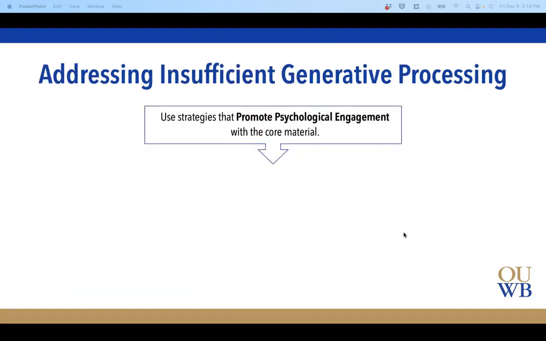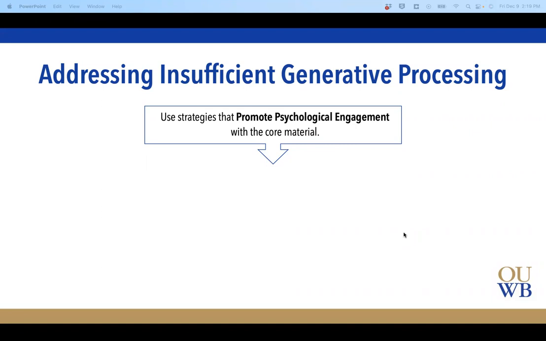So how do we address insufficient generative processing? You want to use strategies that promote psychological engagement. A little bit later in the presentation, we're going to talk about the difference between psychological engagement and behavioral or physical engagement. But these strategies are particularly aimed at addressing psychological engagement. We want students to be active processors, active participants in the learning process. If students are just sitting passively, not really engaged, again, learning is not likely to happen.